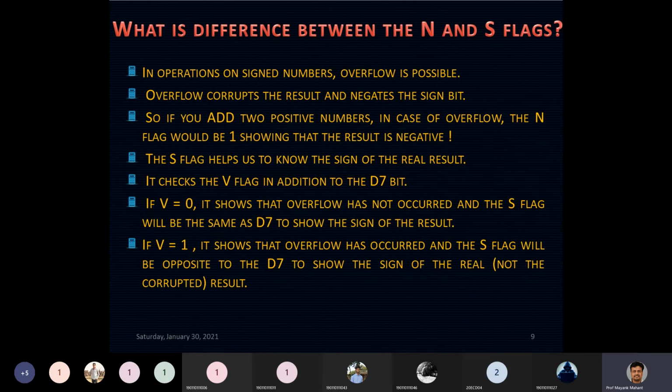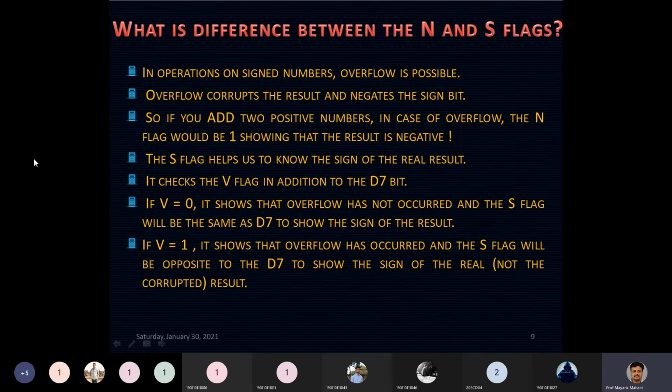Now, we see that the N flag is also going to give you the sign of the result, and the S flag is also going to give the sign of the result. But in the case of an overflow problem, the sign may get altered. The correct sign of your result can be reflected by the sign flag. So let us see the point of difference between the N flag and the V flag.